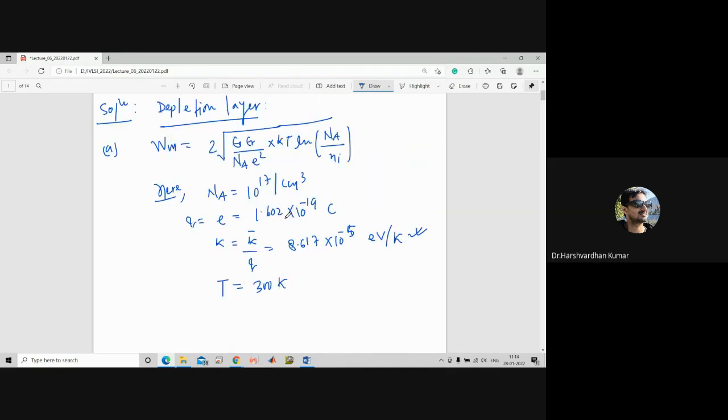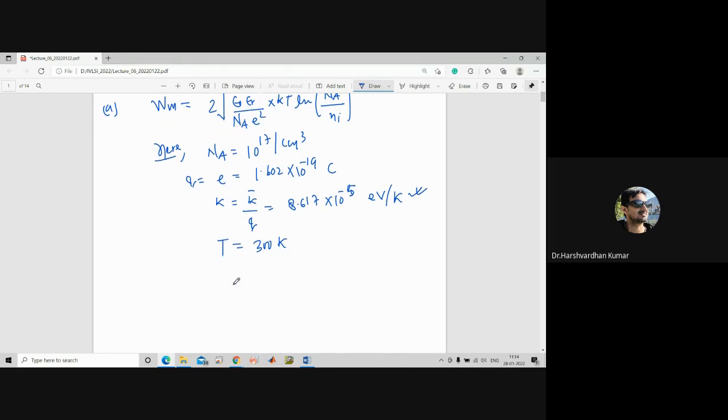Now, what is the unknown quantity here? Na is given, charge of electron we know, Boltzmann constant is given, T, that is temperature, is given. What is unknown here now? Sir, epsilon r. Epsilon naught is very well understood: 8.85 into 10 to the power minus 12 farad per meter.